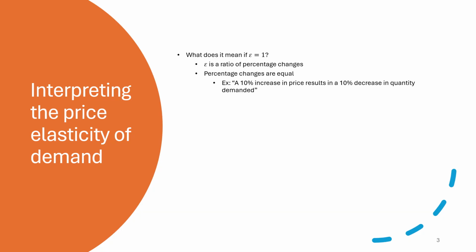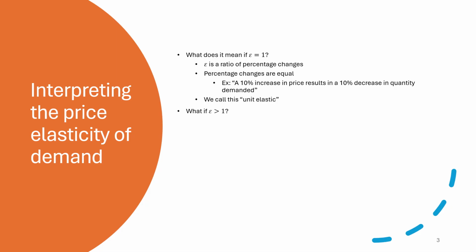And we interpret the price elasticity of demand in light of a couple of major benchmarks. The first one is what happens when the elasticity equals 1. Since the elasticity is a ratio of percentage changes, that means these percentage changes are equal. So a 10% increase in price results in a 10% decrease in quantity demanded. We'll call this value unit elastic. So whenever the elasticity of demand equals 1, it's a unit elastic part of the demand curve.